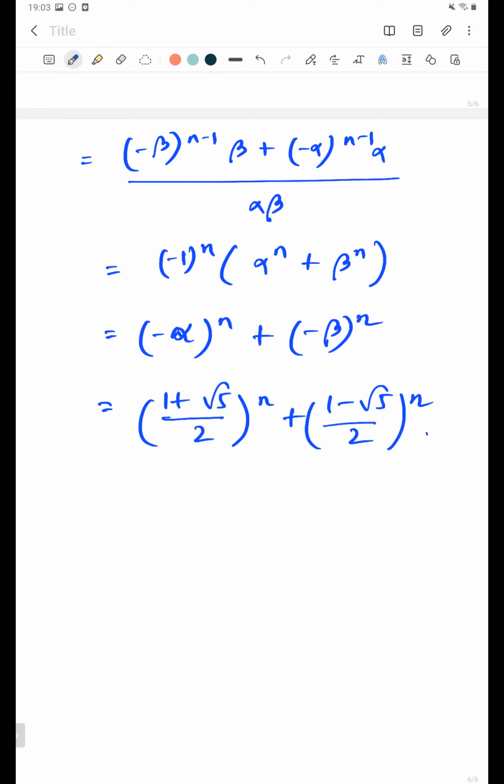Now we also need to show that an is equal to order of 1.75 to the power n. To do this, we will use strong induction.